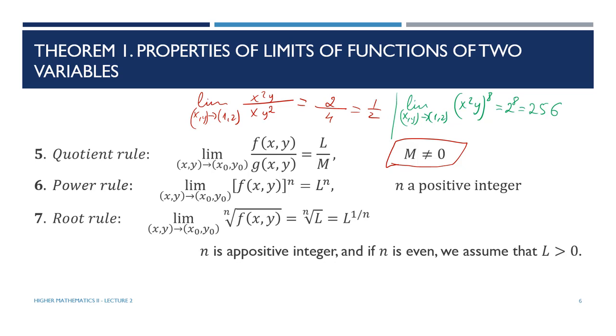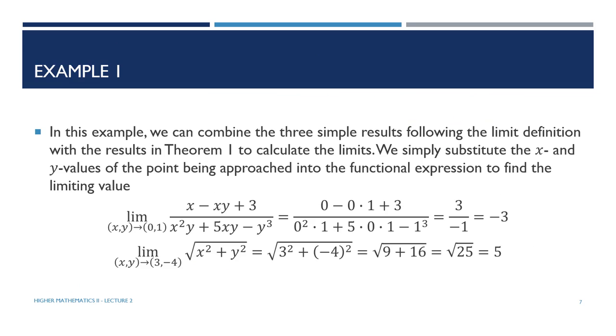Now in another rule, the root rule says the inverse of this one, because it is the nth root of f of xy. So the limit as xy tends to 1 and 2, our function is the cube root of f of xy, equals to, so I know the limit of f of xy was 2, so the cube root of the number 2. In this case, n is a positive integer, and if n is even, we assume that L is nonnegative.